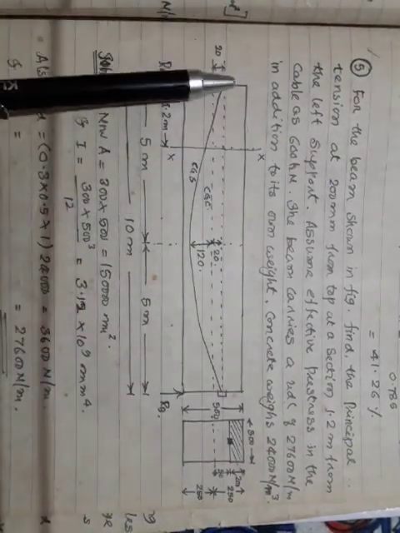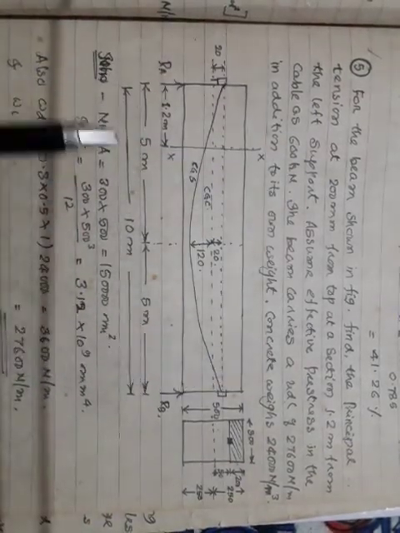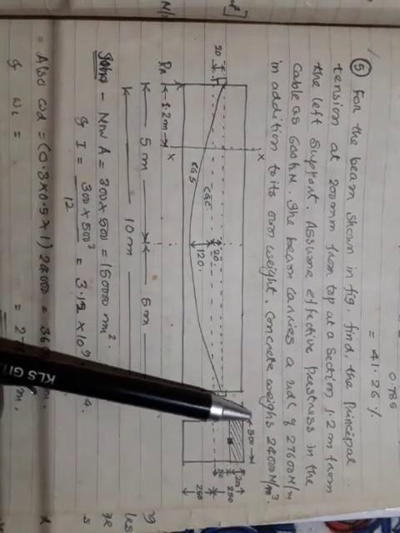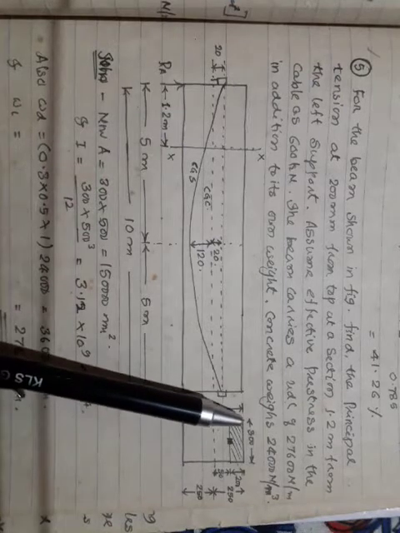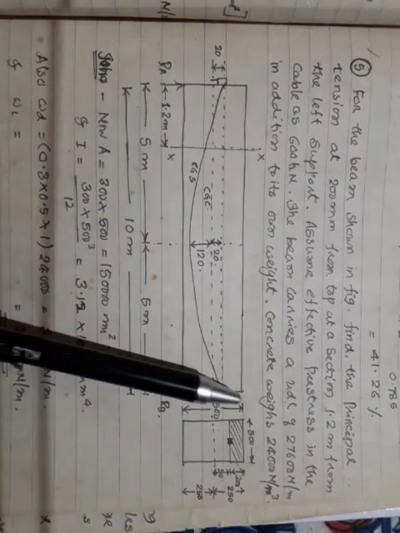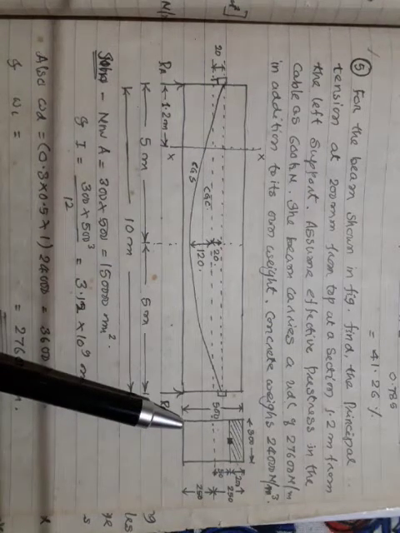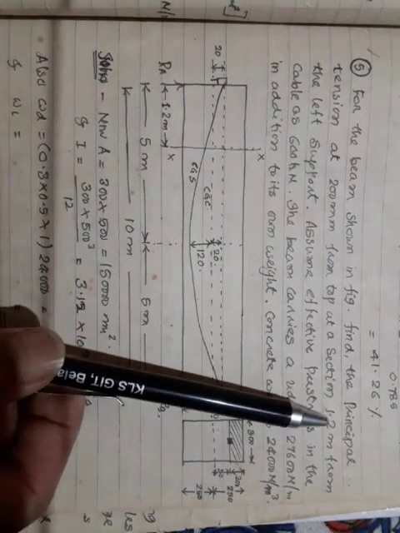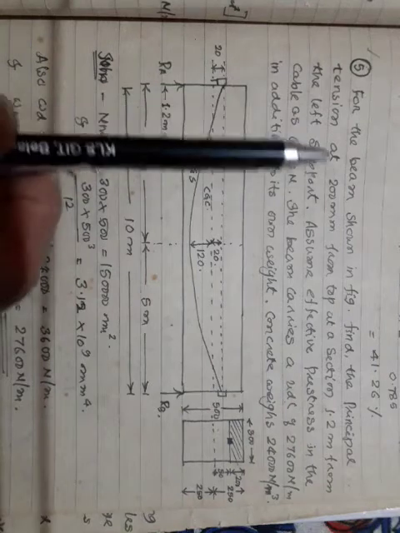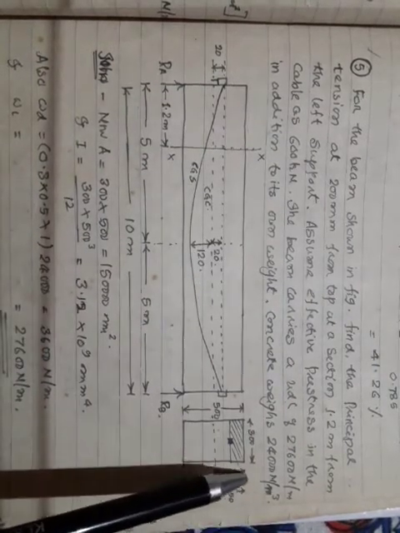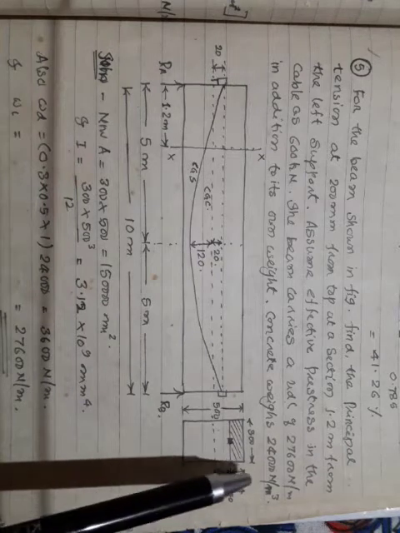Here he has given a beam of a span of 10 meter, and it is rectangular in section, 300 mm by 500 mm. That is its cross section. So what he has asked is to find out the principal tension at 200 mm from the top. In the sense, from the top you come down 200 mm.